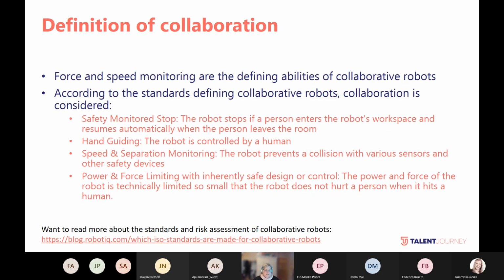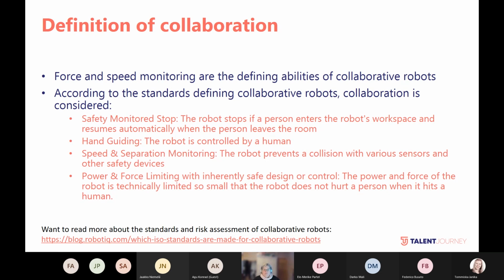And the third option is speed and separation monitoring. This in turn means a situation where the robot avoids collisions with the help of various sensors and other safety devices. All these 3 are applications where we could use even the traditional industrial robots if we have all the safety equipment in our application.